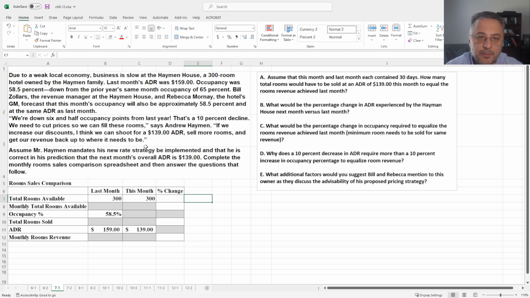And they are discussing these issues. So we are down 6.5 occupancy points from last year. That's a 10% decline. We need to cut prices so we can fill these rooms, says Andrew. If we increase our discounts, I think we can shoot for $139 ADR, sell more rooms, and get our revenue back.